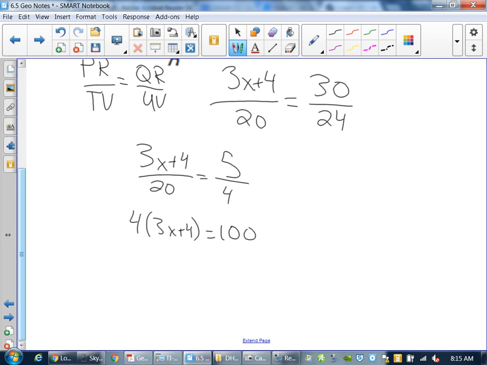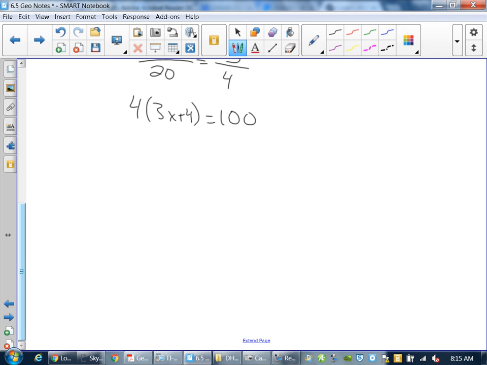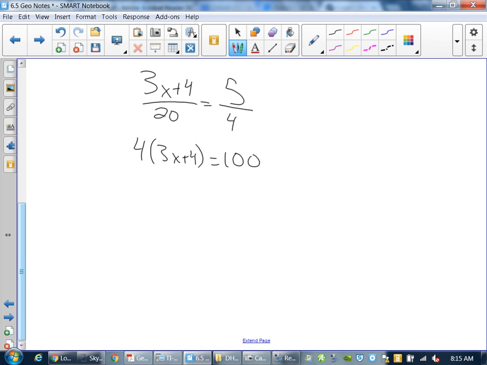You don't like it when I skip a step? All I did was this: 12x plus 16. I just simplified it right off the bat. It's right here. And then you're at a 2-step problem. Subtract the 16, divide out by the 12.